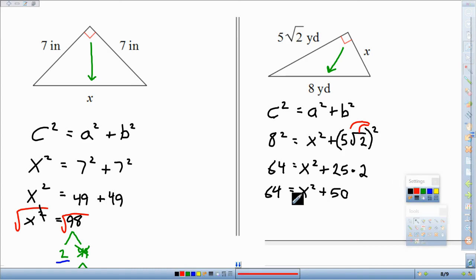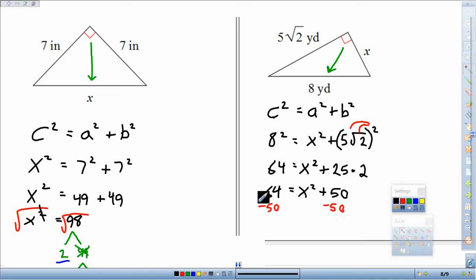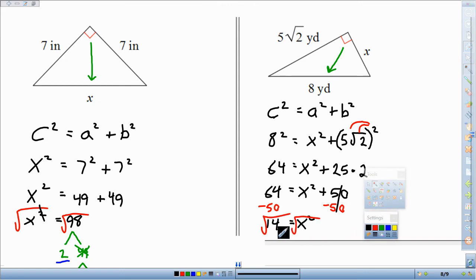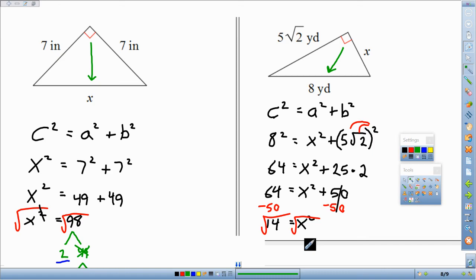Now we can solve for x. Subtract 50 first. It looks like we're getting 14 equals x squared. The last thing is taking the square root of both sides. Here's the thing: the square root of 14 is not a perfect square, and they want us to simplify it and put it in its most simple radical form. So let's break down 14 and see what happens.